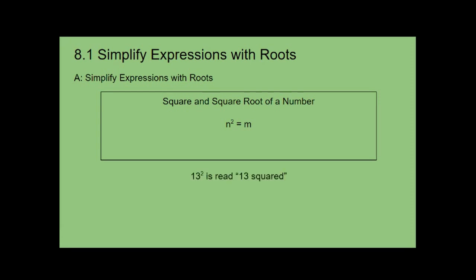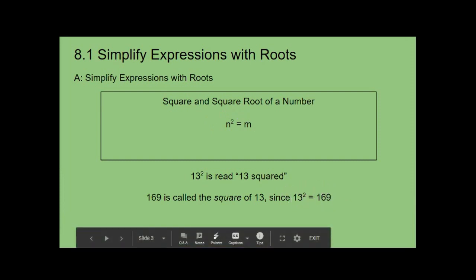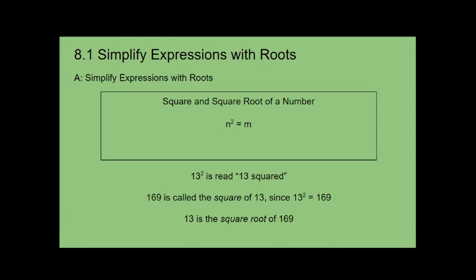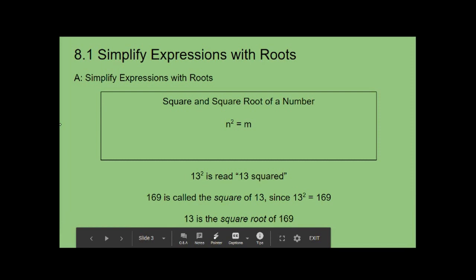So if we look at how we talk about these things, 13 to the second power, we read as 13 squared. Hopefully you guys are familiar with that. Also, 169 is called the square of 13 since 13 to the second power is equal to 169. You can see this format is just translated down here, but with numbers. Because 13 is squared, that means that 169 is the square of 13. And 13 is the square root of 169 because it is the number that is squared.